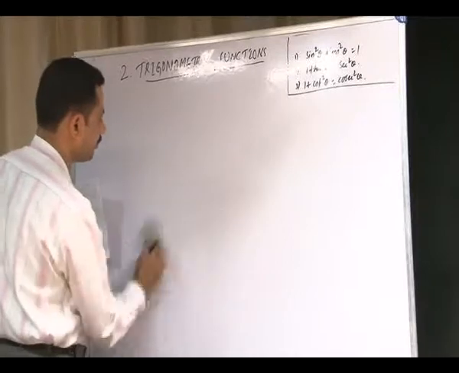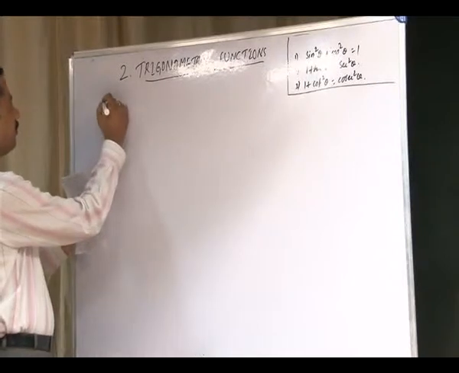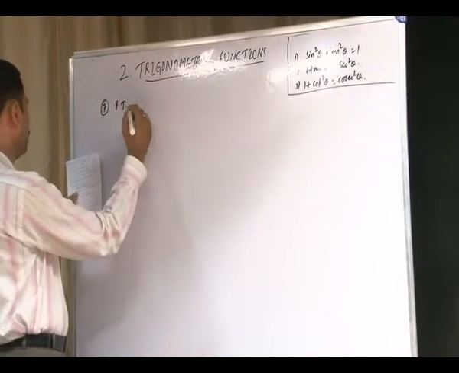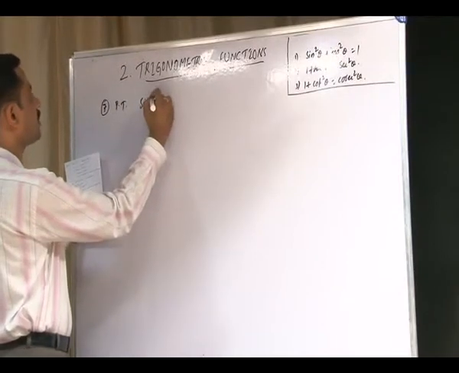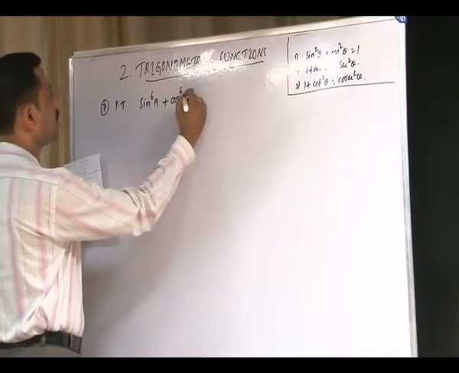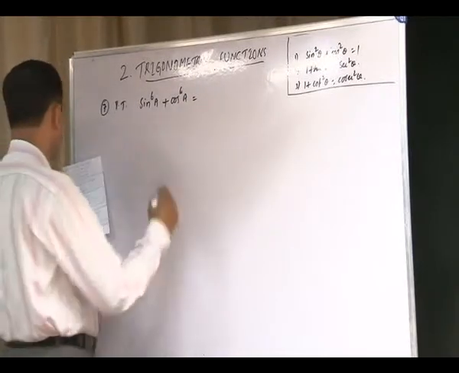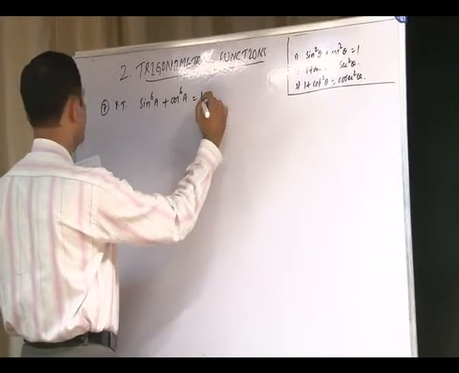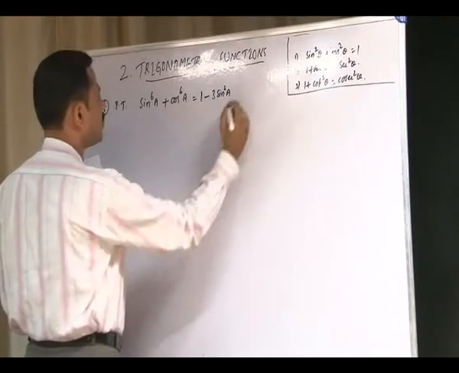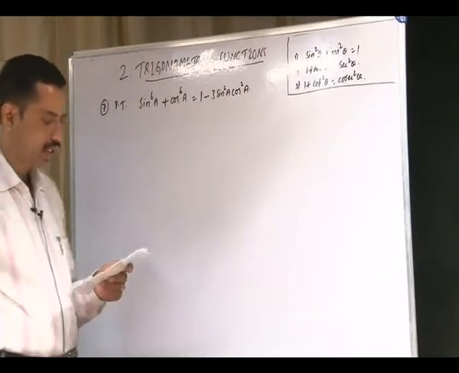So next problem, the 7th one. This is an important problem. Prove that sin to the power 6a plus cos to the power 6a is equal to 1 minus 3 sin square a into cos square a.